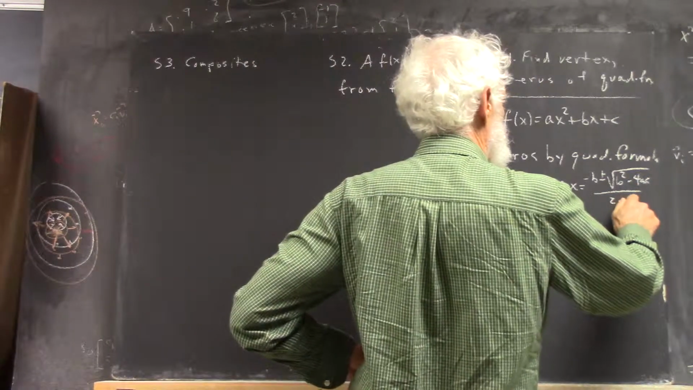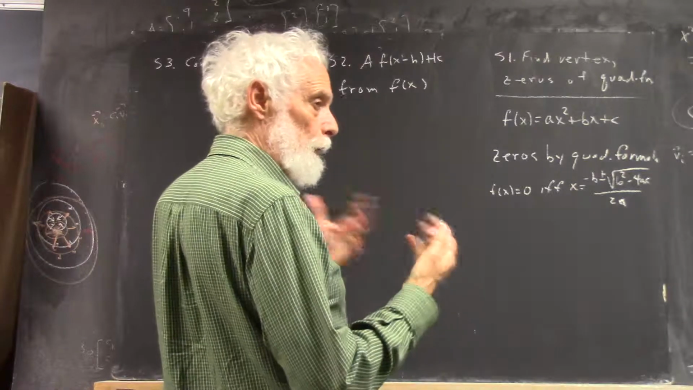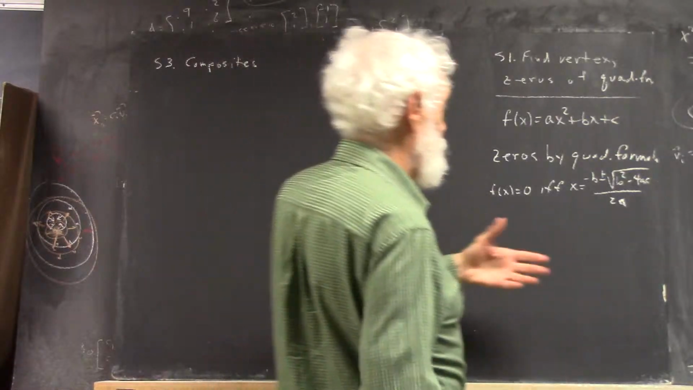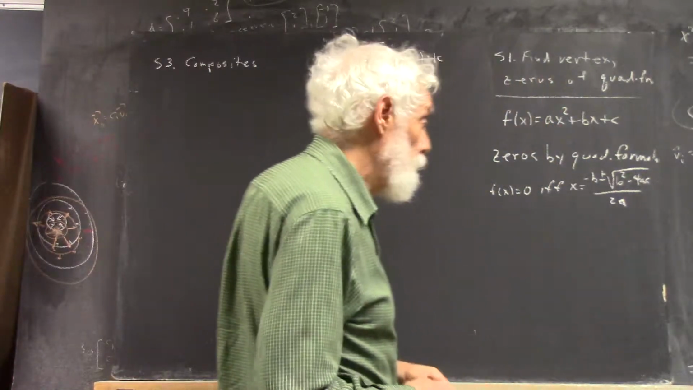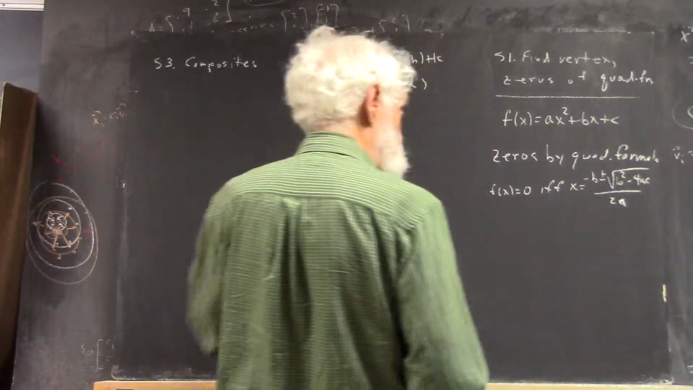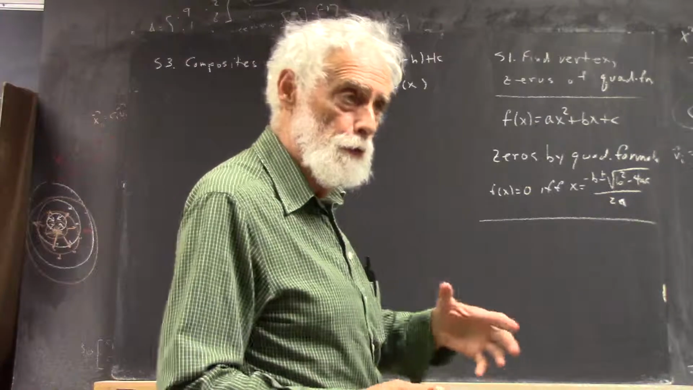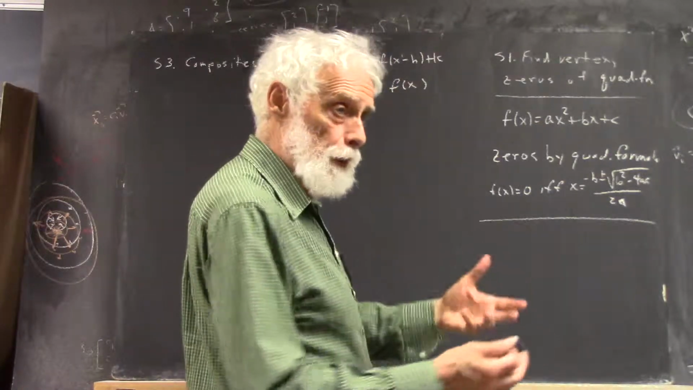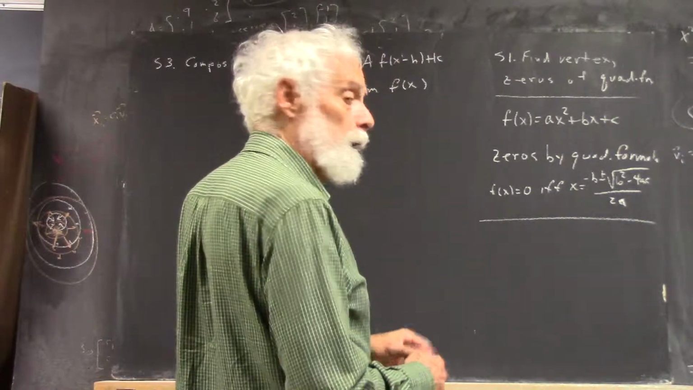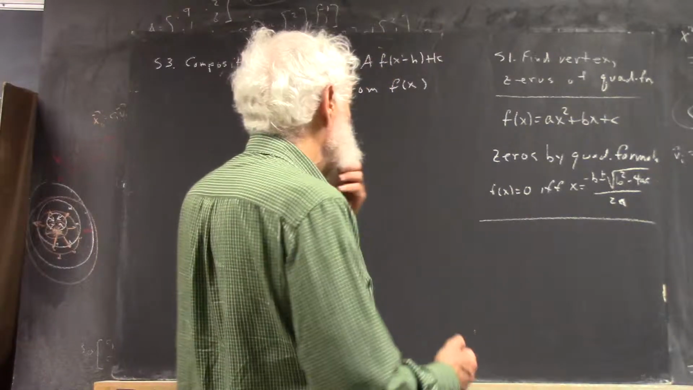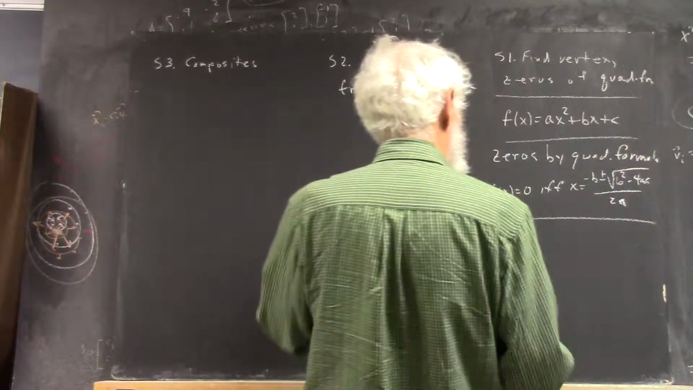When it's positive, you have two solutions. When it's 0, you have one repeated solution. When it's negative, you have two complex conjugate solutions. As far as the graph is concerned, you're only interested in real valued solutions. If you have complex solutions, you don't have a 0 on the graph. Anyhow, that's what it says.